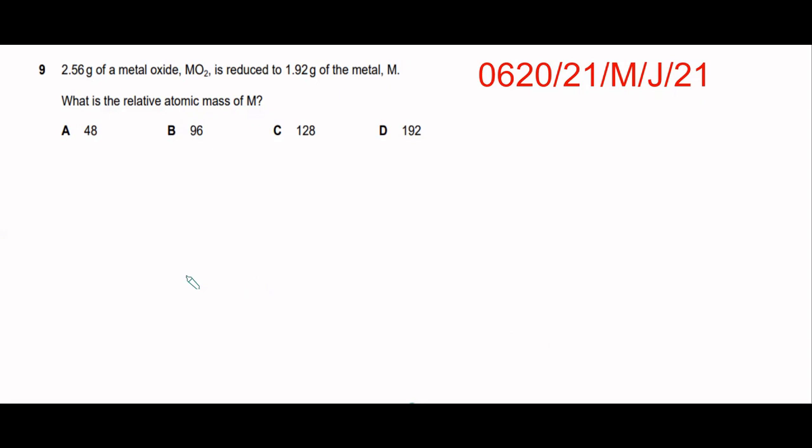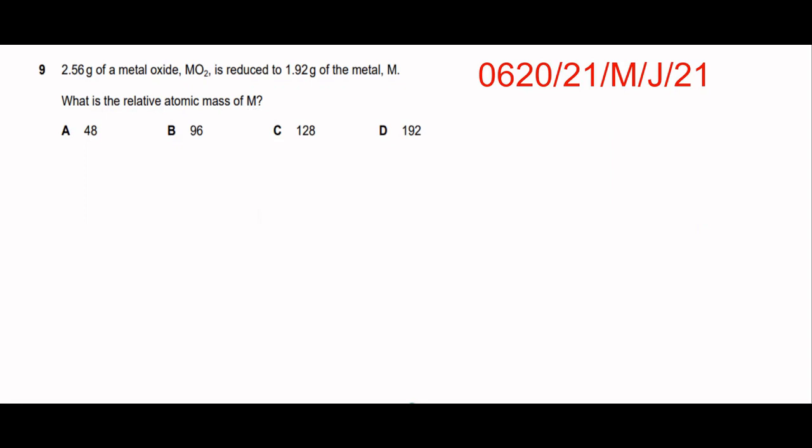2.56 gram of a metal oxide, MO2, is reduced to 1.92 grams of metal M. What is the relative atomic mass of M? This question is really tricky. There are so many points where you could be misguided and totally get out of track. So be careful.